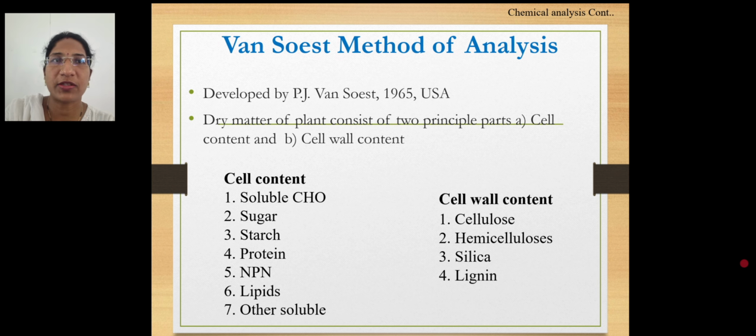Then another method is the Van Soest method of analysis. The Van Soest method was developed by P.J. Van Soest in the year 1965 in the USA, United States of America. The dry matter of a plant consists of two principal parts: first is cell content and another one is cell wall, the cellulose content. The cell content contains soluble CHO, sugar, starch, protein, NPN, lipids and some other solubles. The cell wall contains cellulose, hemicellulose, silica and lignin.